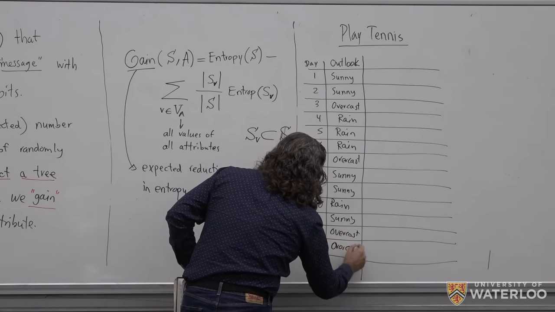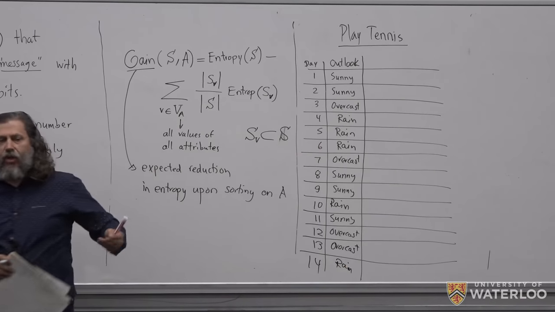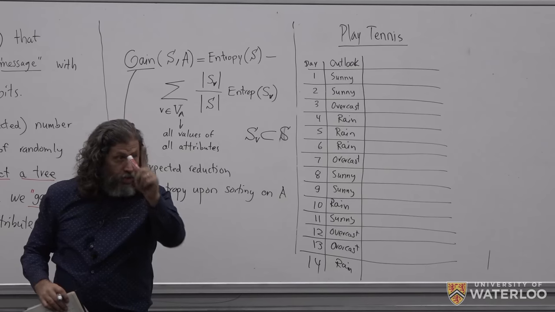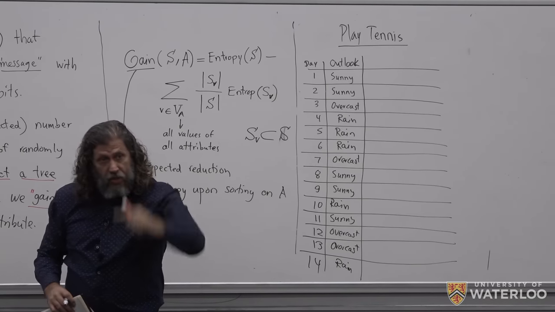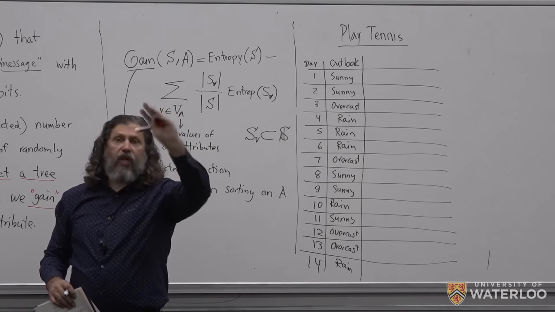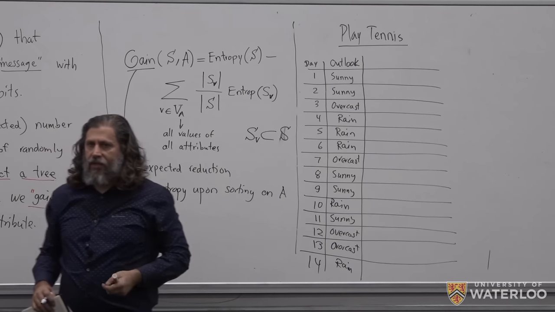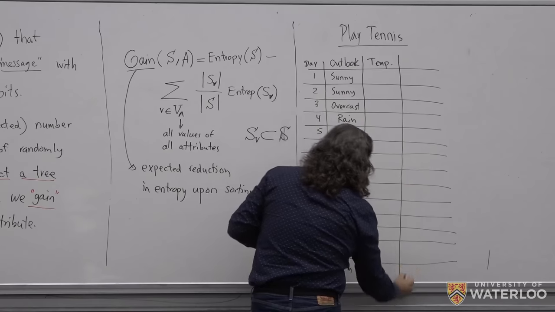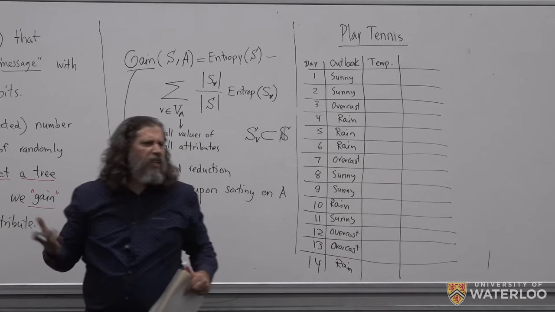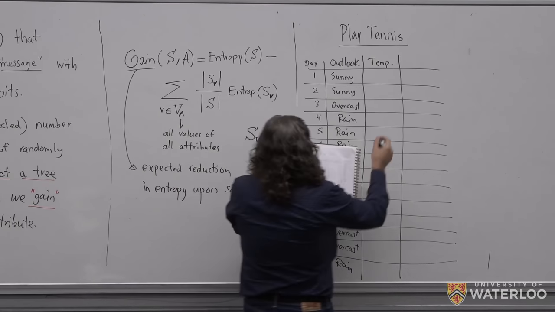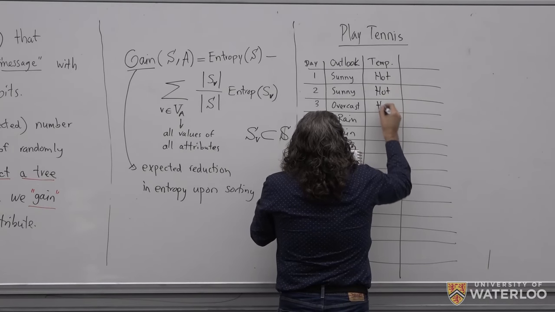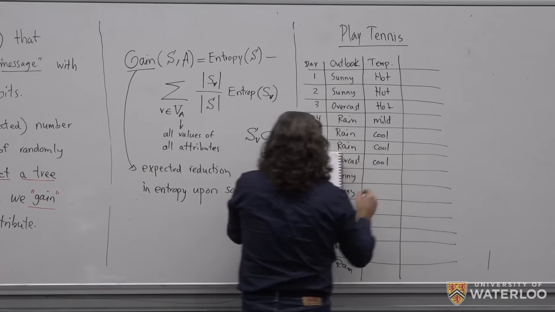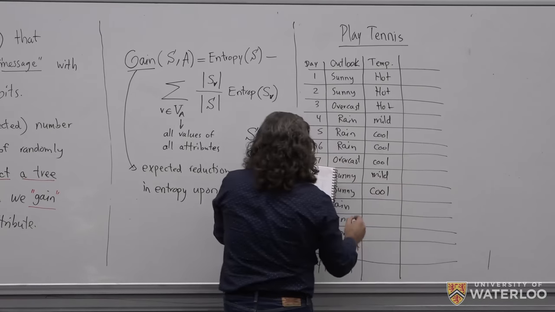Okay. So look at one attribute, which is outlook. Outlook is one attribute. 14 measurements. Every day I measure or observe the outlook. What is it? Is it sunny? Is it overcast? Is it rainy? Then I look at the temperature. And let's say I have hot, mild, and cool, just to keep it simple. And then the first day, you had hot, hot, hot, mild, cool, cool, cool, mild, cool, mild, mild, mild, cool, and at the very bottom again, mild.